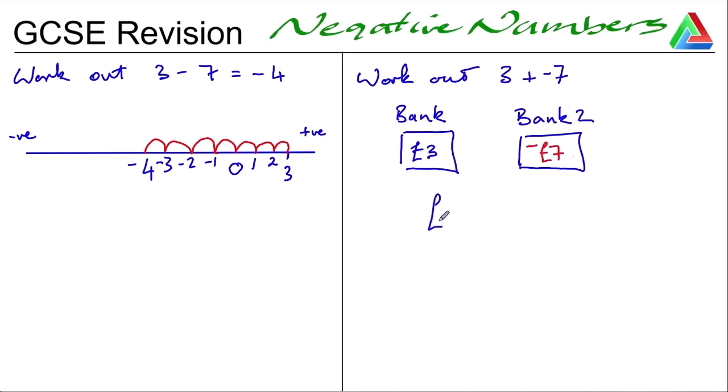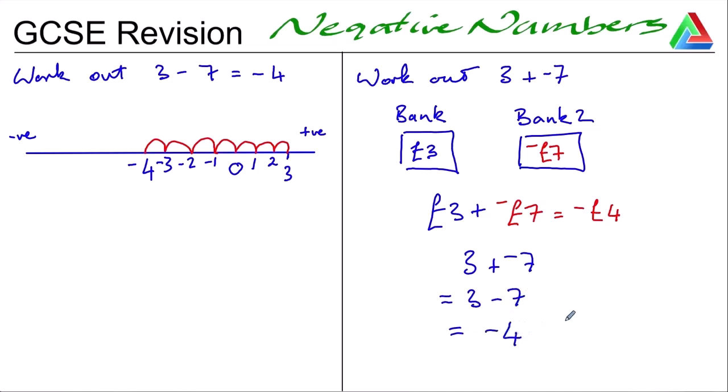So you've got £3 in one account and minus £7 in another account. The bank decides to merge your accounts together. So you've got £3 plus negative £7. And that leaves you with a total of minus £4 or negative £4. So mathematically, 3 plus negative 7 is exactly the same as 3 minus 7, which is negative 4. And this is how I would do it in an exam. 3 plus negative 7 equals 3 minus 7 equals negative 4.